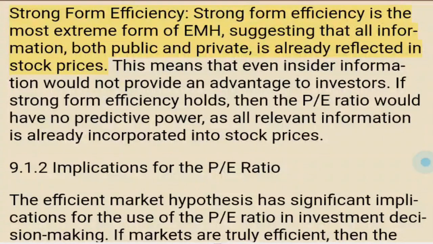Strong form efficiency. Strong form efficiency is the most extreme form of EMH, suggesting that all information, both public and private, is already reflected in stock prices. This means that even insider information would not provide an advantage to investors. If strong form efficiency holds, then the P/E ratio would have no predictive power, as all relevant information is already incorporated into stock prices.